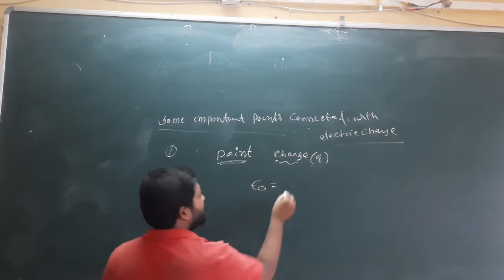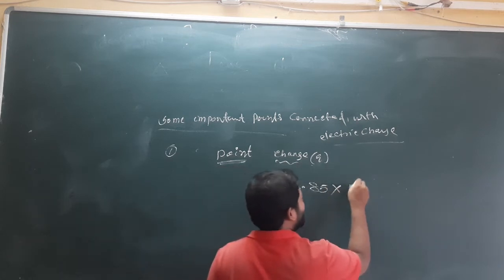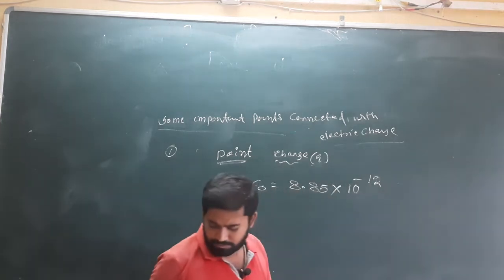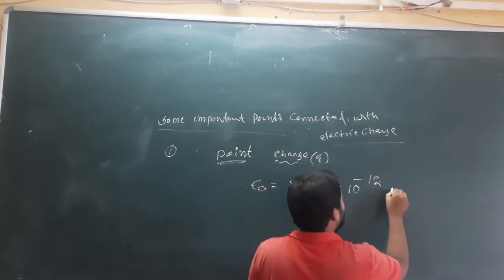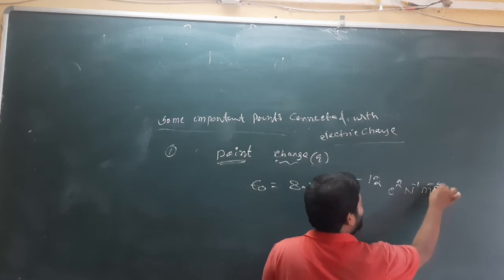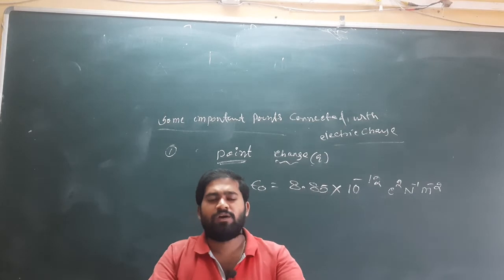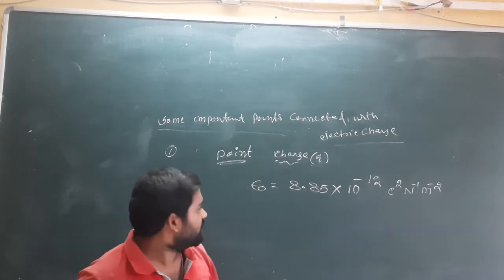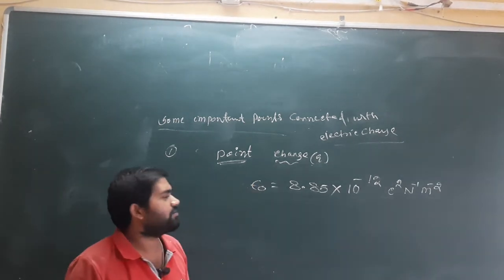epsilon naught equals 8.85 into 10 to the power minus 12 Coulomb square Newton inverse meter to the power minus 2. So that is the characteristic property of any medium, and if that medium is free space, then it is called the absolute permittivity, and it is represented by epsilon naught.